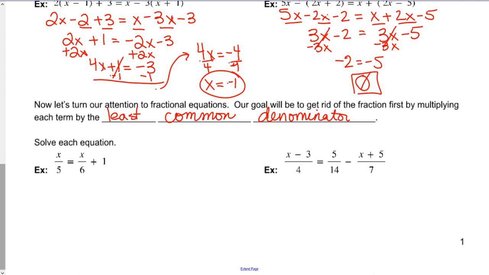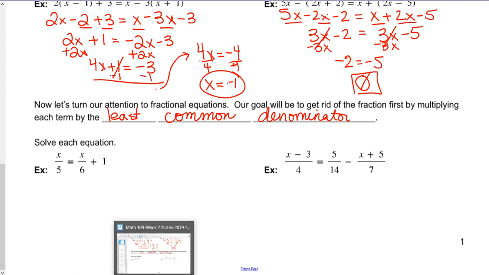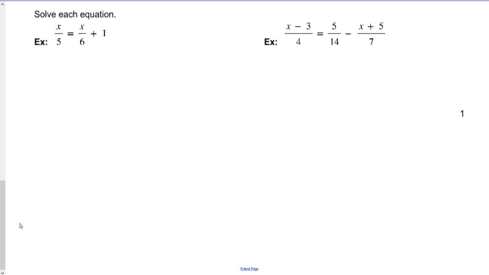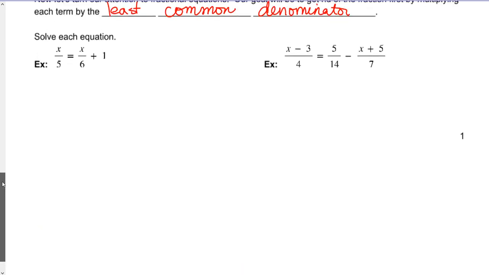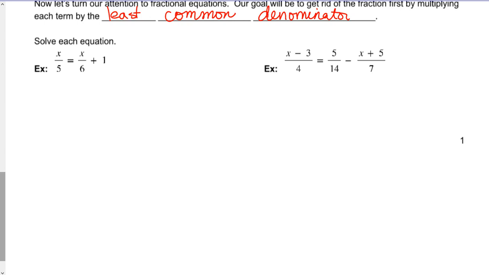So, if I look at this first example, I notice that I have a 5 and a 6 in the bottom. So, I want to figure out what is the least common denominator, what's the smallest number that both of those would go evenly into. Well, I'm hoping you're telling me that the least common denominator here is going to be 30. And when I know that, now I'm going to multiply every term by 30. You have to make sure that you're fair on every single one of these terms. So now it's like I have 30 over 1 there that I can cross cancel the 5 into the 30 and leave me a 6.